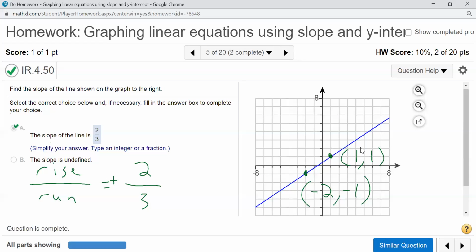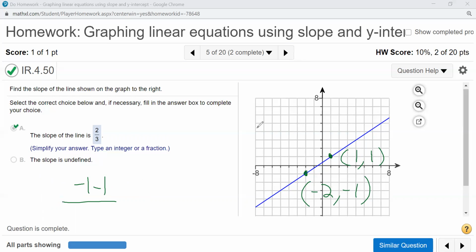You could have also used y2 minus y1. We can do it that way. Let's see, y2 negative 1 minus 1 over x2 minus x1. You would have gotten negative 2 over negative 3. The negatives cancel out and give you positive 2/3. So either way it would have worked.